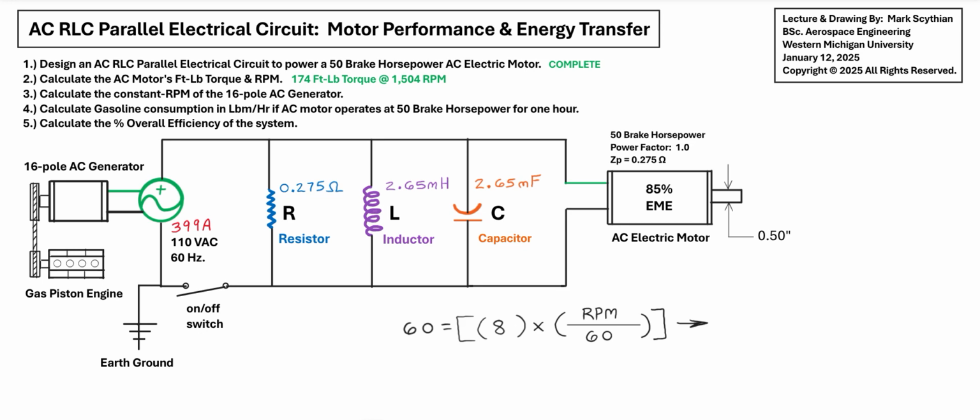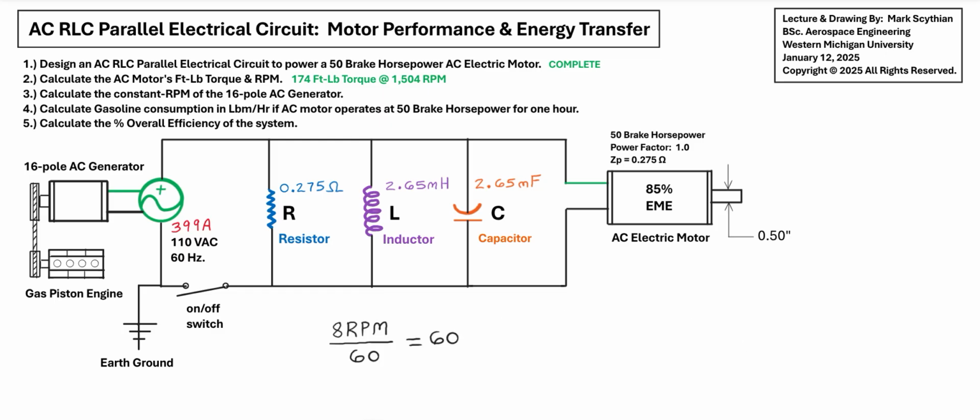So now we have 60 equal to 8 times RPM divided by 60. So this equates to 60 times 60 is equal to 8 times RPM, or 3600 is equal to 8 times RPM. Dividing both sides by 8, we calculate an RPM at the constant speed 16-pole AC generator of 450 RPM.